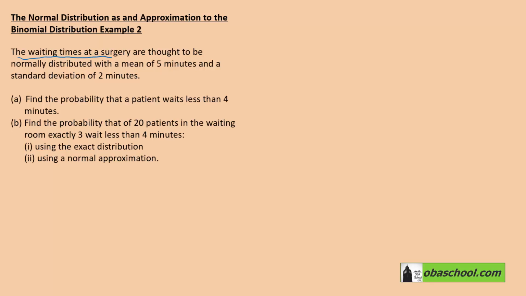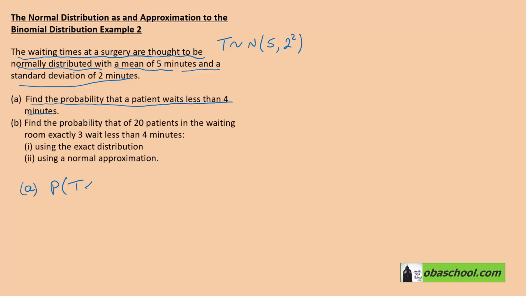The waiting times at a surgery are thought to be normally distributed with a mean of 5 minutes and a standard deviation of 2 minutes. So we're saying that the time is normal 5 and 2 squared. Find the probability a patient waits less than 4 minutes. So we're after the probability of t being less than 4.